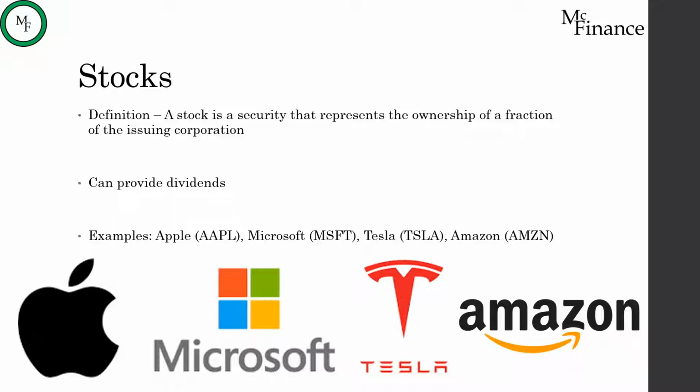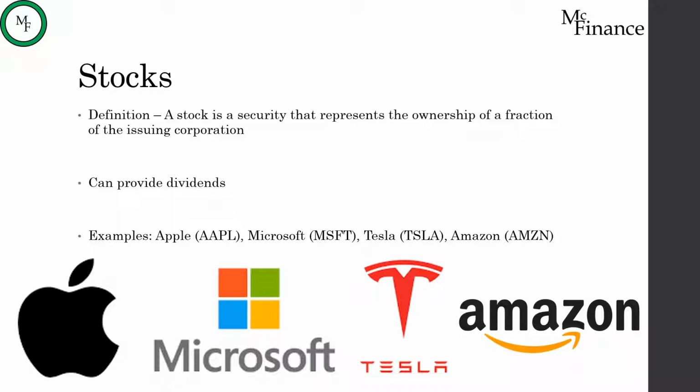A stock is a security that represents the ownership of a fraction of the issuing corporation. That means you own a portion of that company. Companies have millions of stock depending on the size of the company. So as an owner of the company, you can get a portion of that company's profit. This is what a dividend is. Said another way, a dividend is a payout that the company gives to stockholders for owning their company's stock. This allows you to earn money from owning the stock.